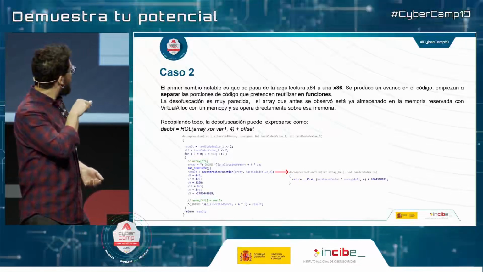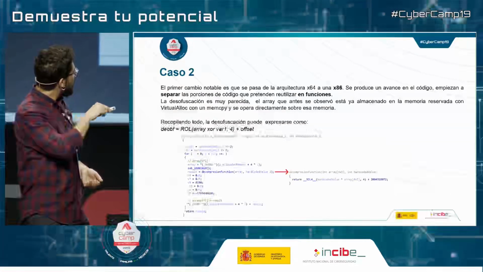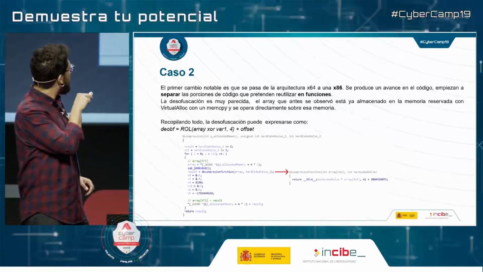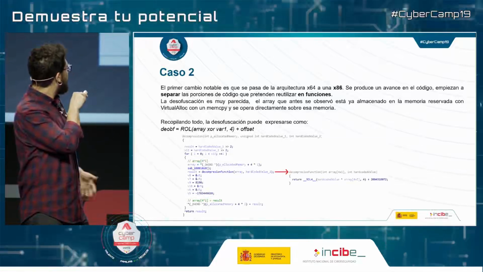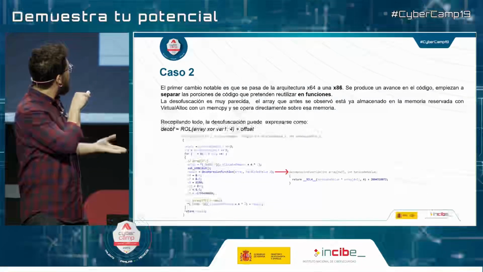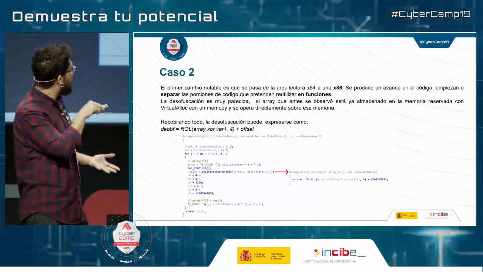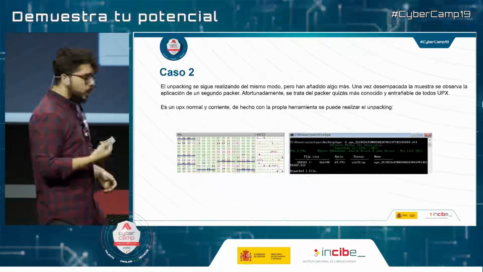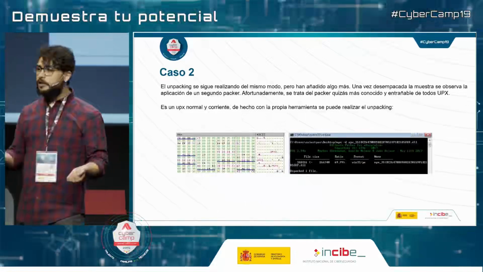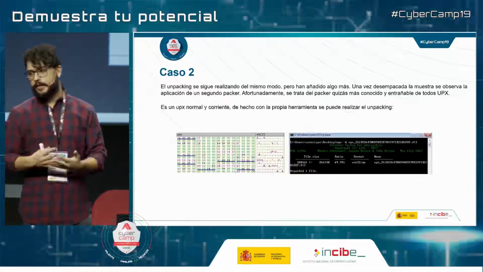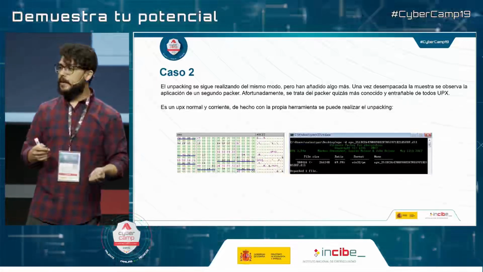The for loops are still there. We have the decompression function here, which now looks like that. It can be expressed as a left shift of 4 bits of the array that we've mentioned before. This suffers an XOR operation plus an offset which has been hard-coded. Then the unpacking is exactly the same, but they've added another packaging layer, UPX.